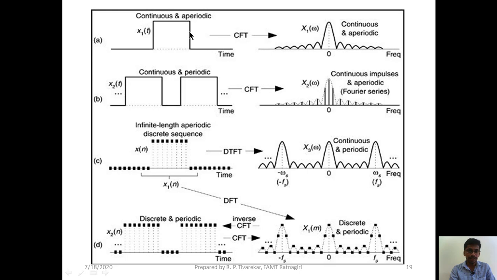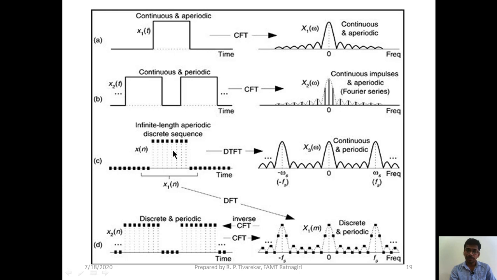If I periodically repeat this in the time domain, the corresponding spectrum will get sampled with the logic that we understood in a previous slide. So this is periodically repeated, this will be sampled, and this makes a continuous periodic time domain and discrete aperiodic frequency domain, and that is actually a continuous time Fourier series. This is CTFS, continuous time Fourier series. Now the third graph is a pair of discrete aperiodic signal and its corresponding continuous periodic spectrum. This is the discrete time Fourier transform.